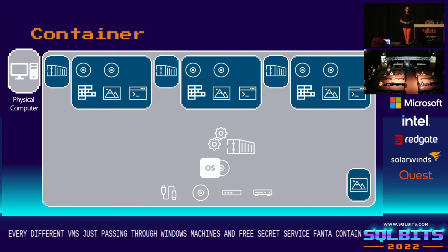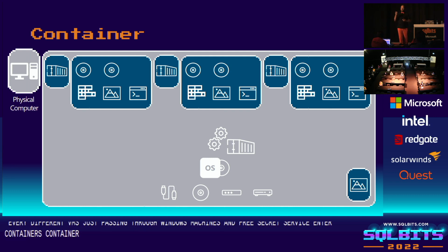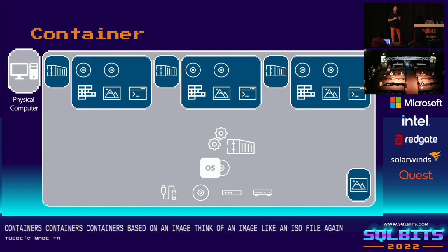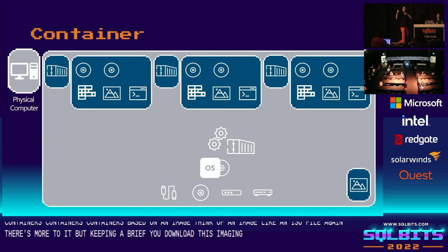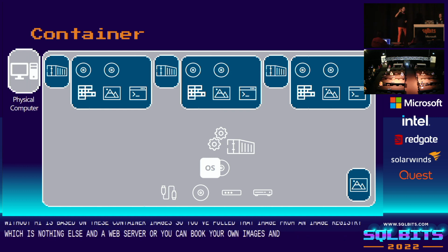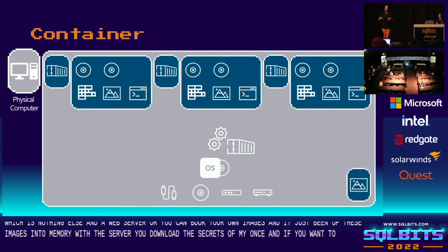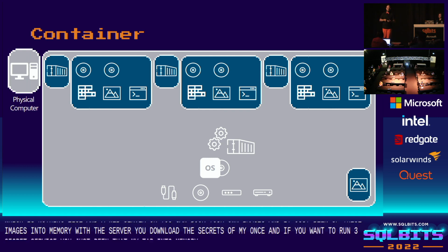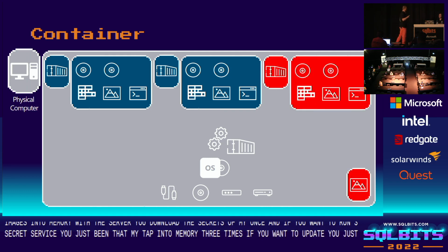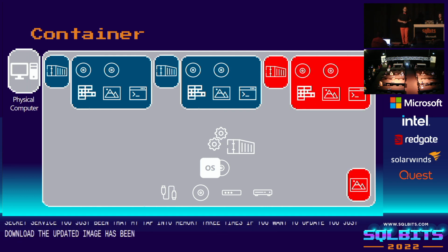Enter containers. If you're using containers, a container is based on an image. Think of an image like an ISO file. Again, there's more to it, but we're keeping it brief. You download this image, and everything we're going to see with Arc MI is based on these container images. You pull that image from an image registry, which is nothing else than a web server, or you can build your own images, and you just spin up these images into memory. With the example of SQL Server, you download the SQL Server image once, and if you want to run 3 SQL servers, you just spin that image up into memory 3 times. If you want to update, you just download the updated image and spin it up into memory again.